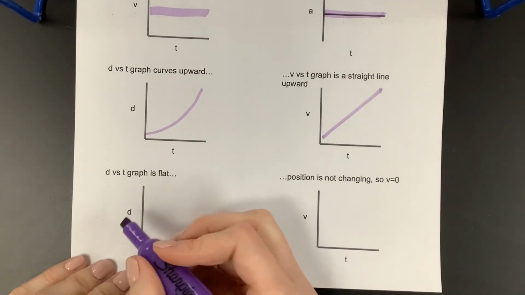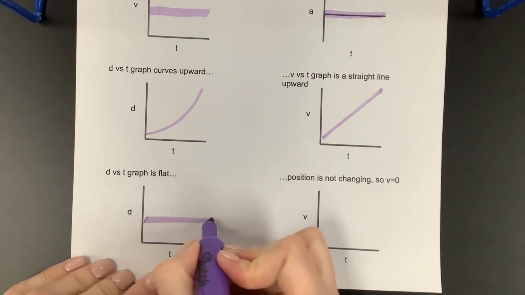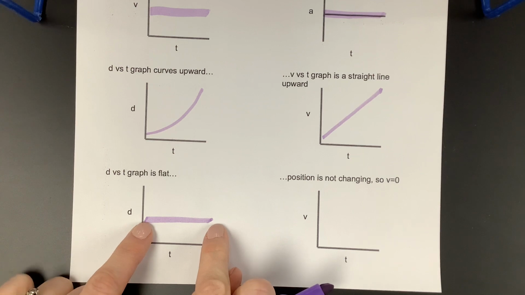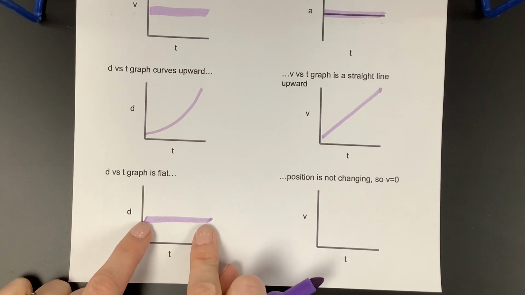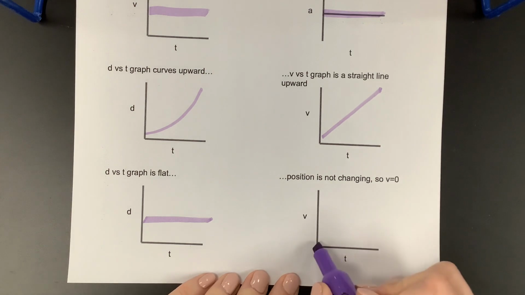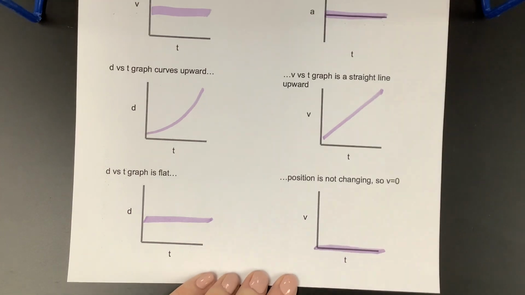If a distance versus time graph is flat, that means as time goes on, the distance isn't changing, the position isn't changing. So if the position isn't changing, that person or that airplane or that bird or that car isn't going anywhere. Their position isn't changing, their distance isn't changing, so their velocity is 0.